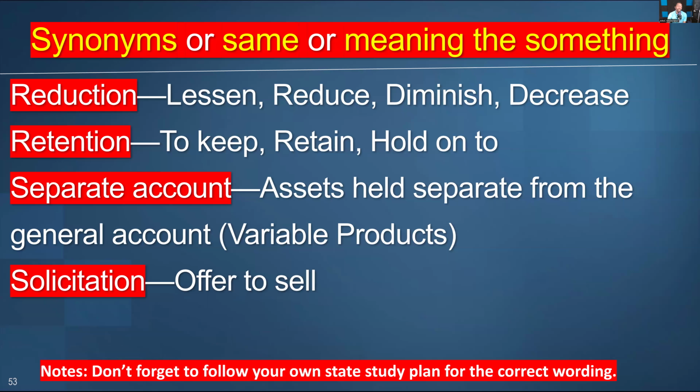Solicitation. Solicitation is an offer to sell. Every now and then you might go to a place and see a sign that says no solicitation. That means please do not come here to offer something for sale. Solicitation means you have to have a license to do it. If you're doing solicitation, you better make sure you have a license. Without that, you can get in trouble with the state.